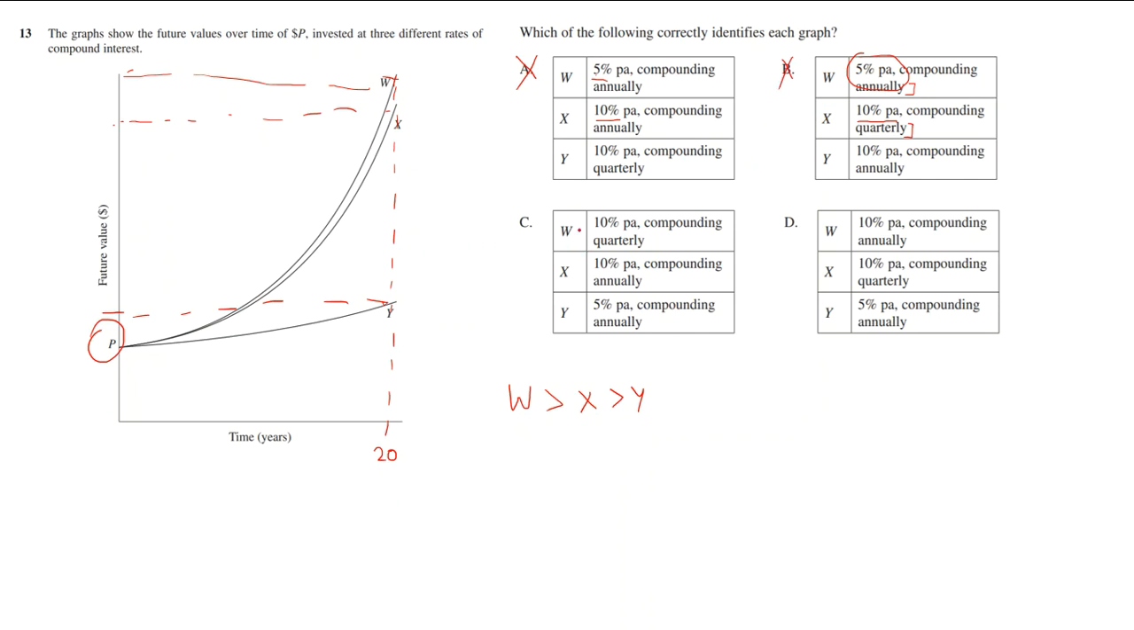Let's look at this one. 10% is earned compounded quarterly and 10% is earned compounded annually. What that means is that W is earning more, even though 10% is the same in both the cases. The frequency of that happening is quarterly, which means every 3 months you're getting compounding, whereas here you're getting it once in a year. So W is greater than X, yes.